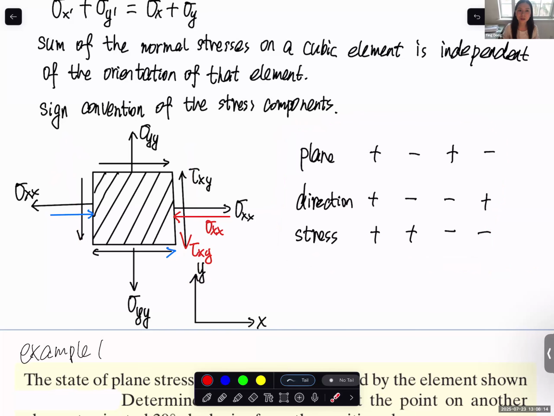So this is like the transition. Yeah. Thank you. You're welcome. Any other question?